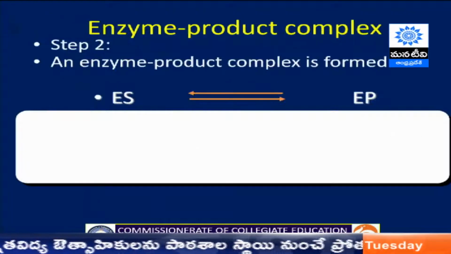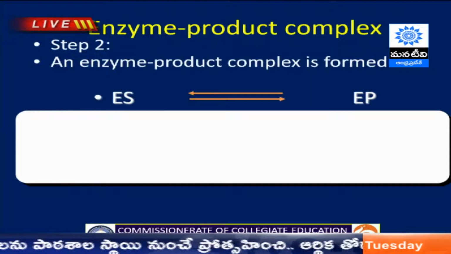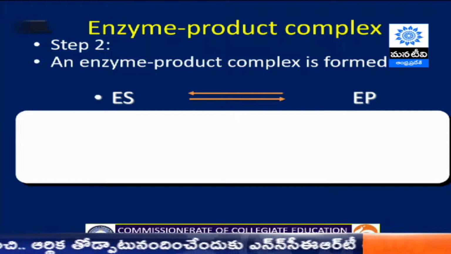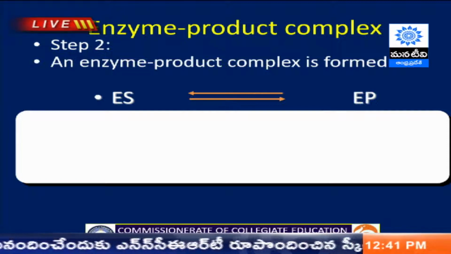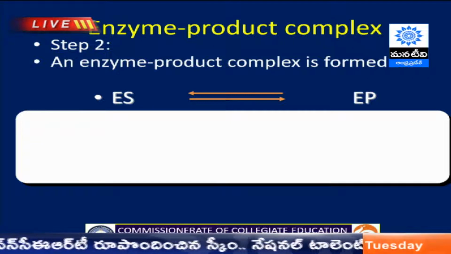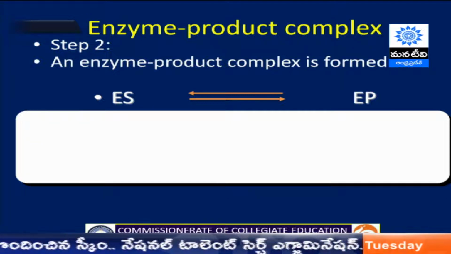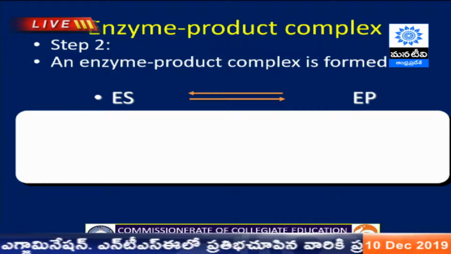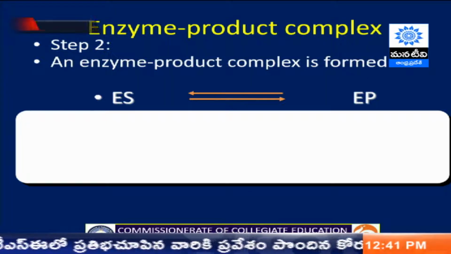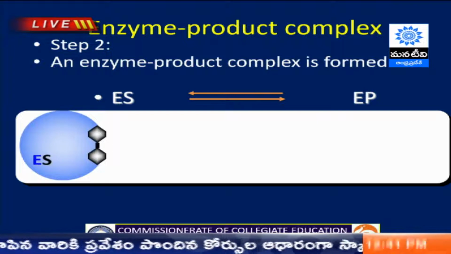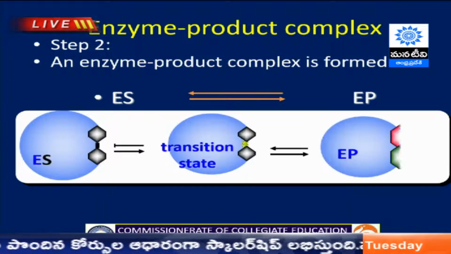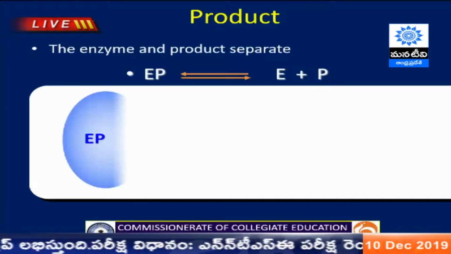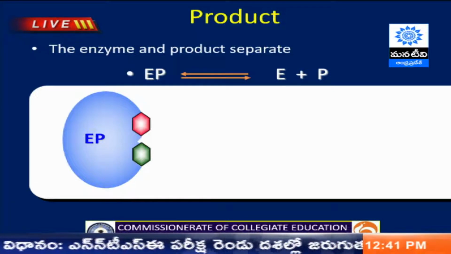In the next step, an enzyme product complex is formed. The enzyme substrate complex is converted into the enzyme product complex by the catalyzing property of the enzyme. When the enzyme substrate complex is ready, then the enzyme product complex is formed by the catalyzing action of the enzyme. Finally, the enzyme product complex releases the product. So it is completing in two steps.